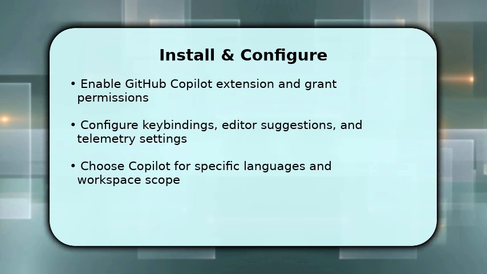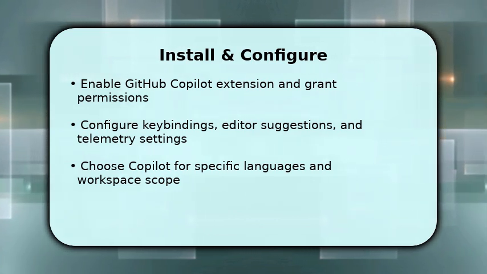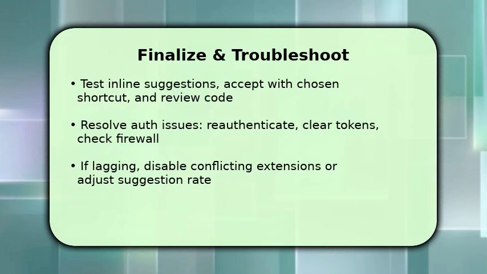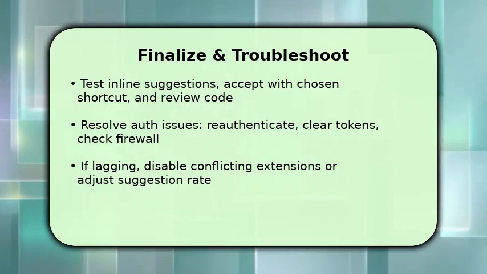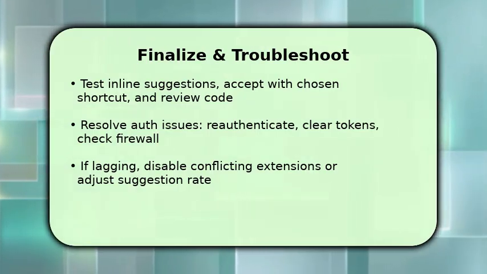Finally, open a project file to trigger the first inline suggestions. You finish by testing Copilot. Type a comment or function header and watch suggestions appear. Accept or cycle through options with your shortcut.